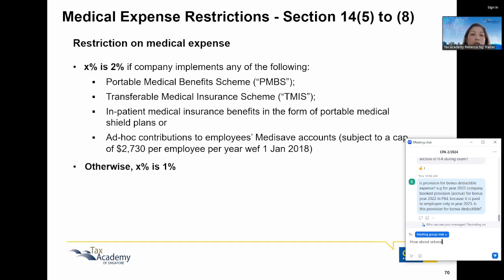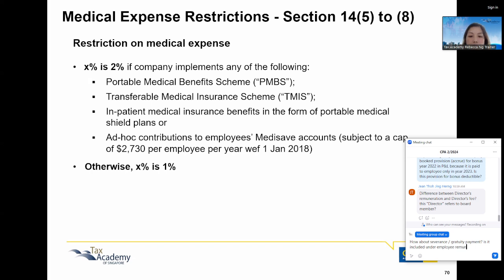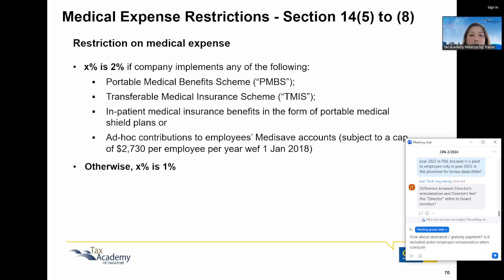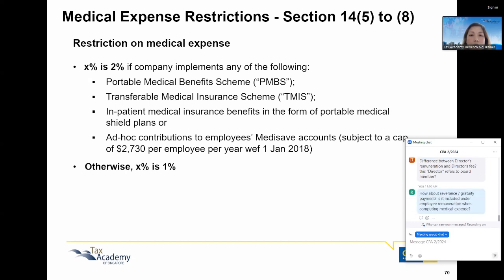So when do we apply 1% or when do we apply 2%? Generally it's 1%. However, if the company implements any of these schemes, it is 2% of the remuneration. Unless the company has implemented any of these, it is 1%. Any medical expenses in excess of the allowable medical expenses have to be added back.